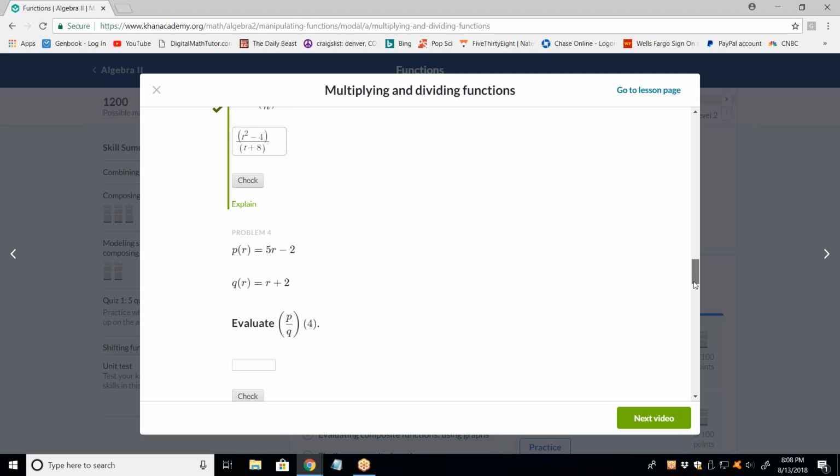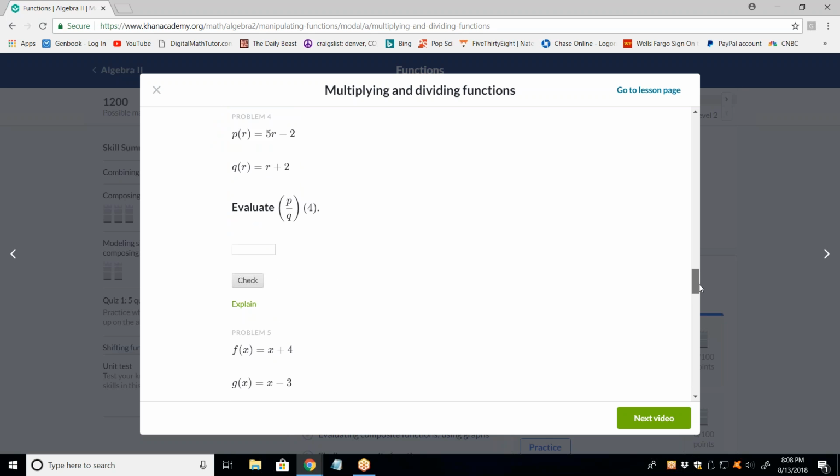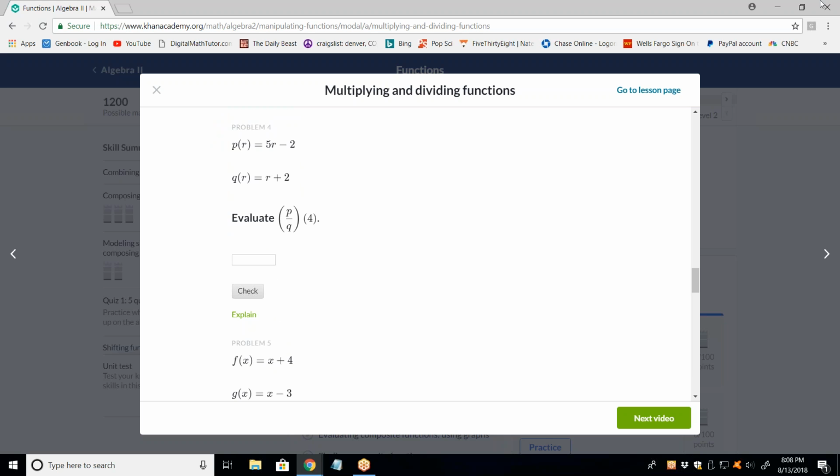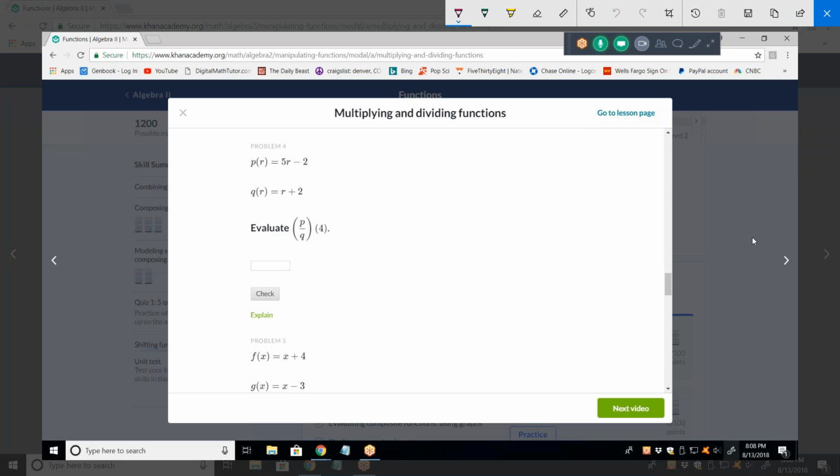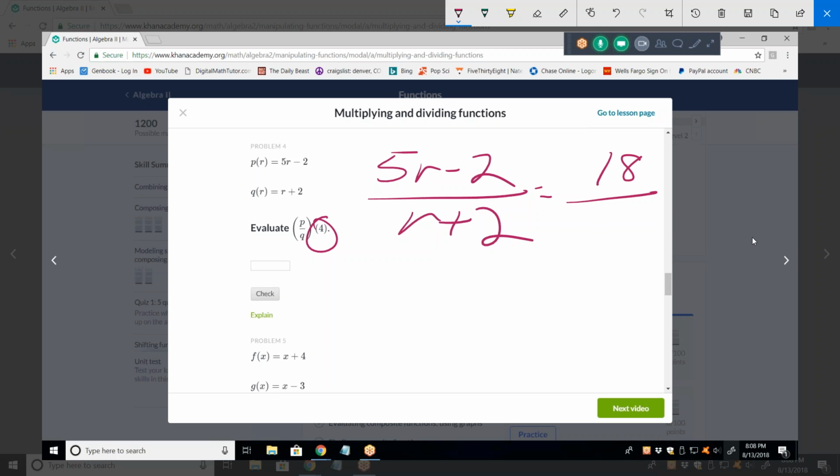All right, problem 4. Okay. So first of all, give me the function. What is P over Q? P over Q would be 5R minus 2 over R plus 2. And now tell me what that is evaluated at 4. So it would be 18 over 6, which would then be 3.